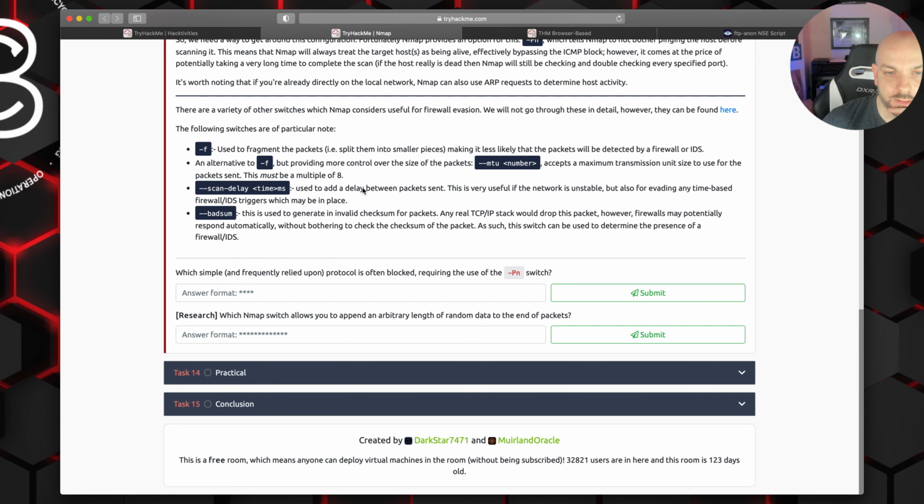Scan delay. Okay, yep. Especially if you know what the defaults are of the tools or the protections that the firewall is using, that could be useful too. And bad sum. Okay. Simple and frequently relied upon protocols are often blocked, requiring the -P, and yeah, we just said that was ICMP.